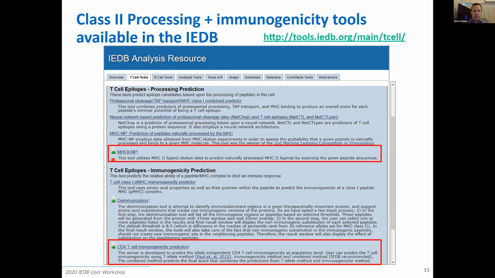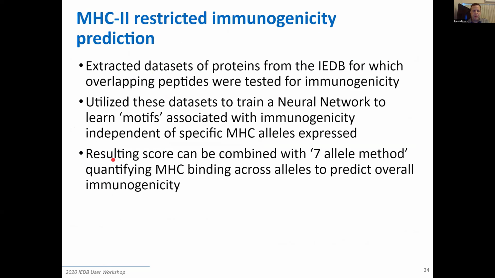So this is where the tool is. The second part that I wanted to talk about is the immunogenicity predictions.